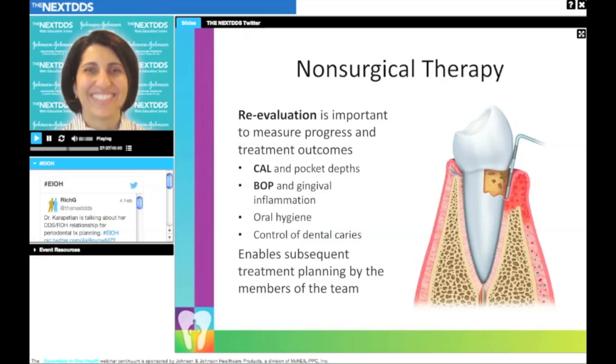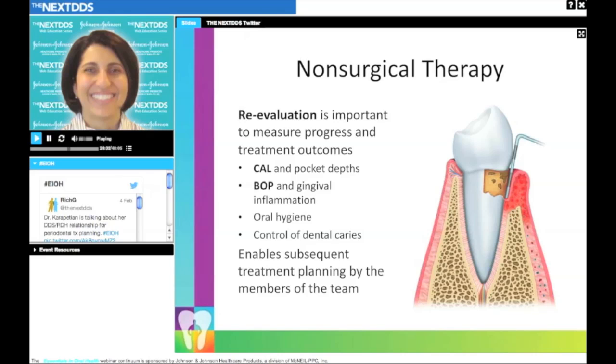So again, we're looking for pocketing, we're looking for the clinical attachment loss, we're looking for bleeding on probing and if there's any inflammation present. But again, most importantly, we're looking at the oral hygiene of the patient. Was the patient able to maintain and perform the oral hygiene, the home care that we had prescribed for them?